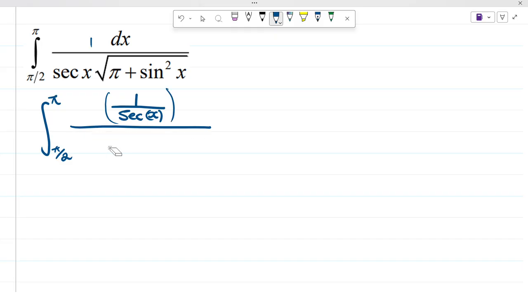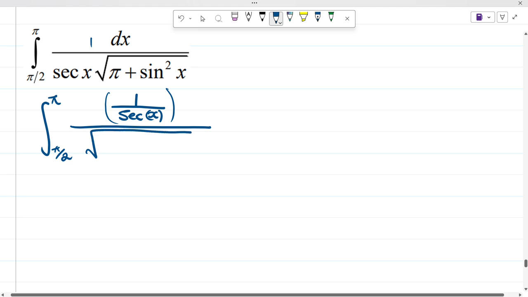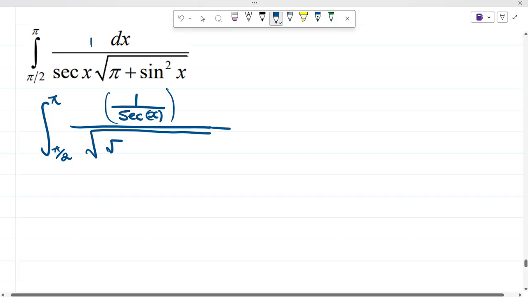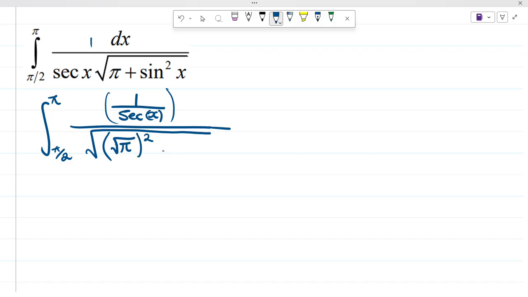square root of, we rewrite everything in the form of a squared plus f of x squared, right? So let's write this pi. So this is going to be square root of pi, square root of pi. I'm rewriting everything in that format of what squared, you understand? So I have square root of pi squared plus sine of x squared, like this, and then I have my dx there.